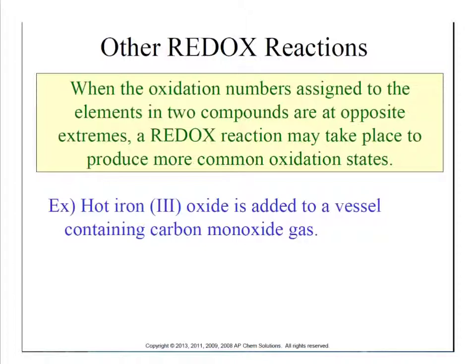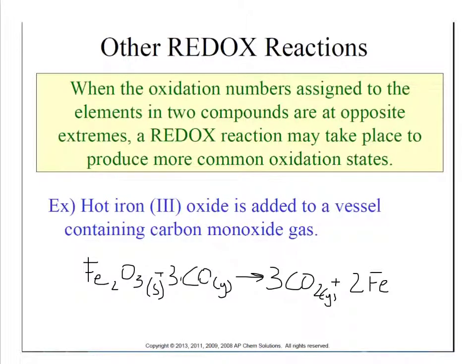So sometimes an element might be in an extreme oxidation state, so one that it doesn't like to be in, and so it'll undergo a redox reaction to get to a more suitable oxidation state. So for our example, we'll take a look at hot iron oxide, which is a solid, so that would be Fe2O3. And that's going to react to form carbon dioxide and regular iron. So what's happening here is if we just plug the oxidation states in real quick, this iron is at +3, this carbon is at +2.